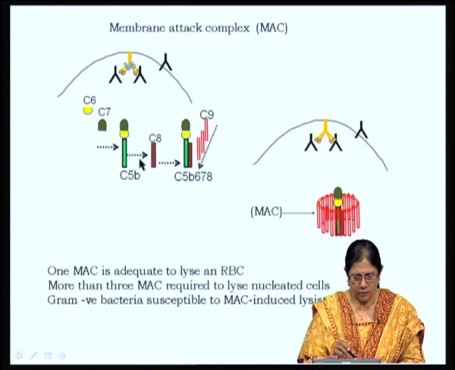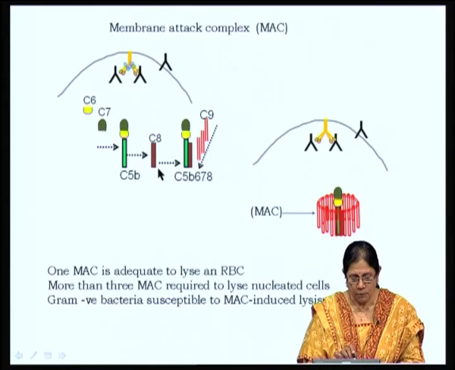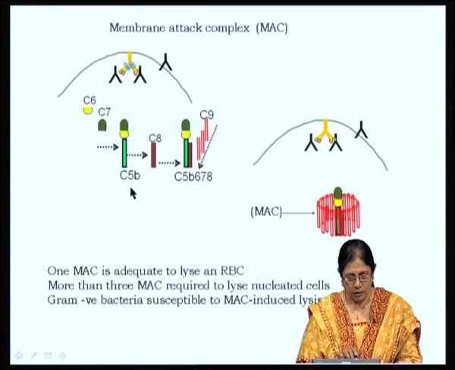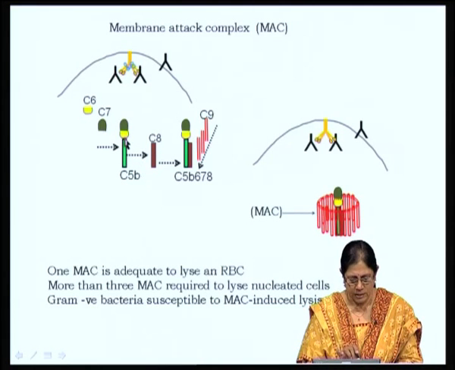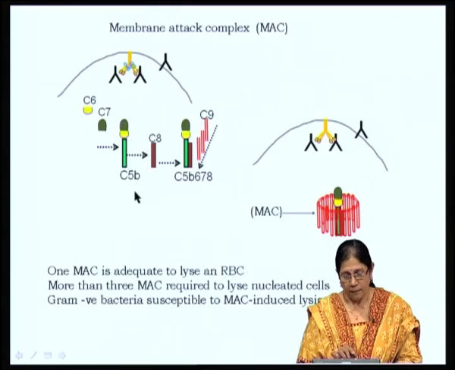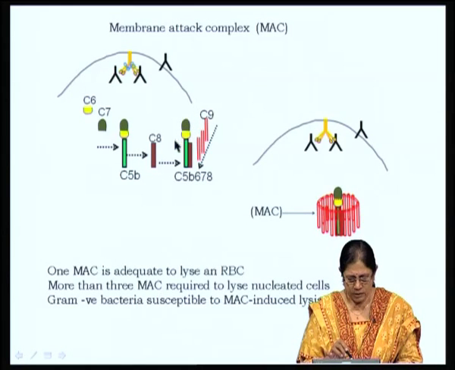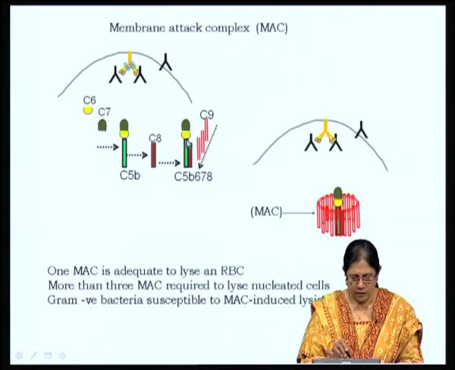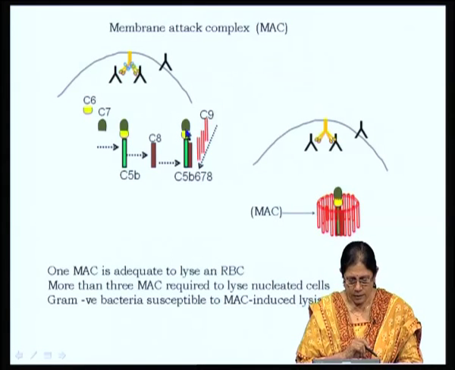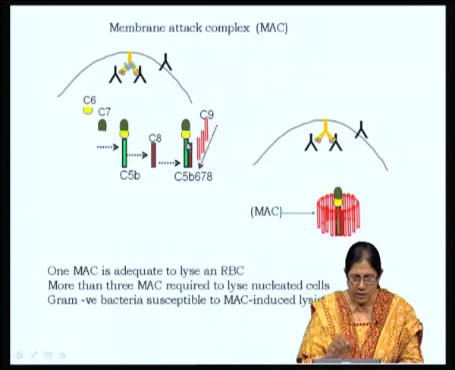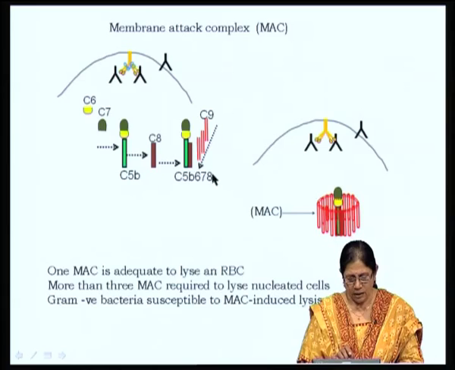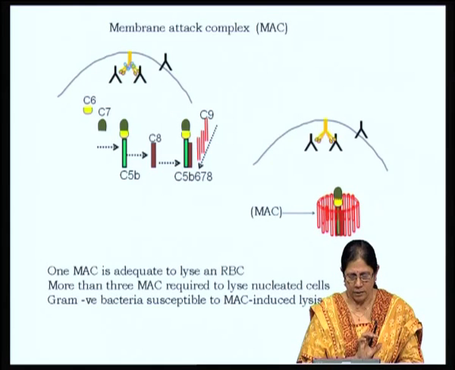This complex now can recruit the next component, which is again in sequence C8. One C8 molecule is recruited to the already existing C5b, C6, C7, which now, this is the complex here, you can see that there are 4 components, each one in different color. Now, this is an important step because this component now undergoes a change from hydrophilic to a hydrophobic status.